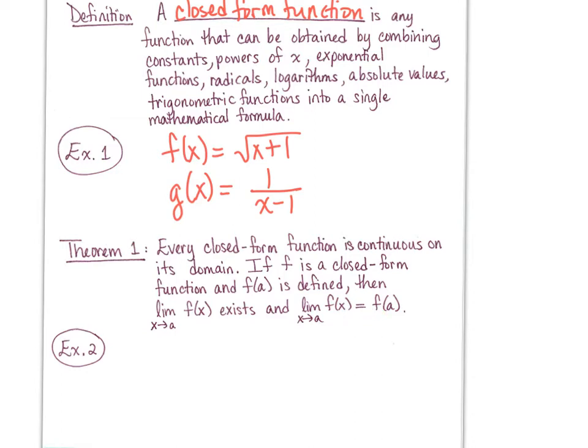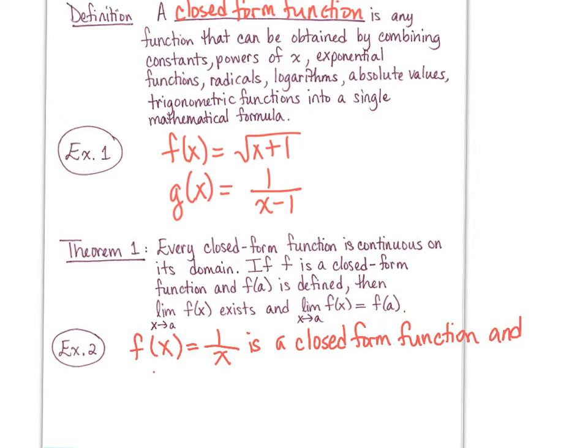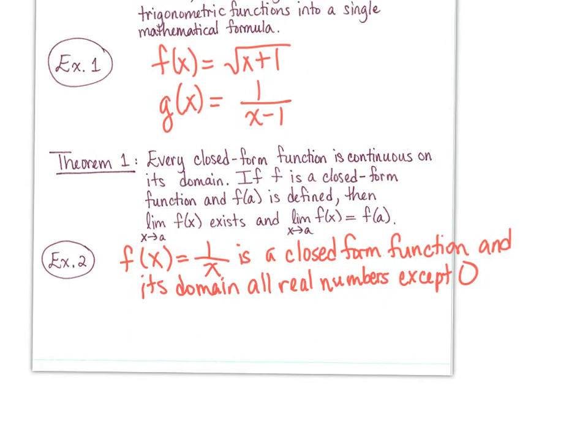So an example here is consider f of x equals 1 over x. This is a closed form function and its domain is all real numbers except 0, because remember we cannot divide by 0. Okay, something else to note, f is continuous everywhere except 0.